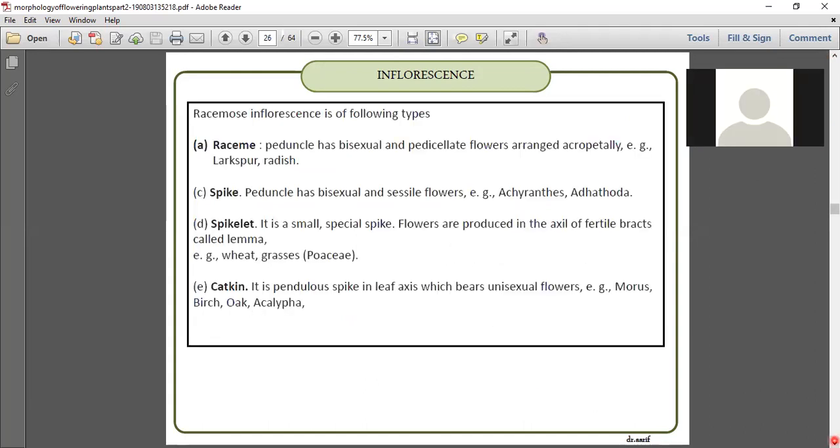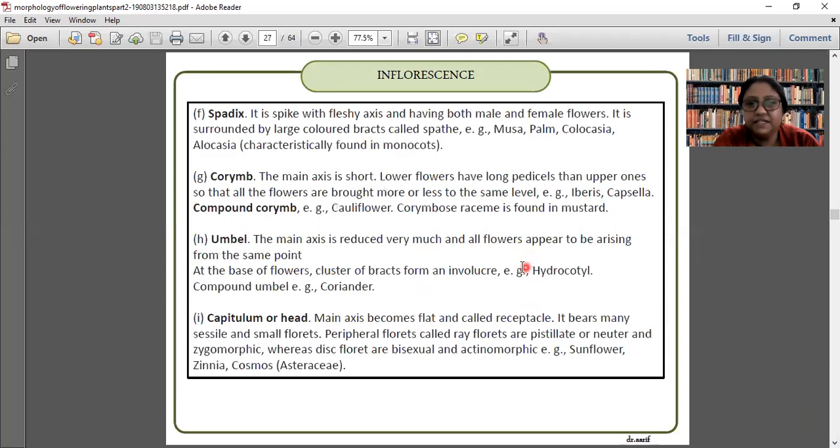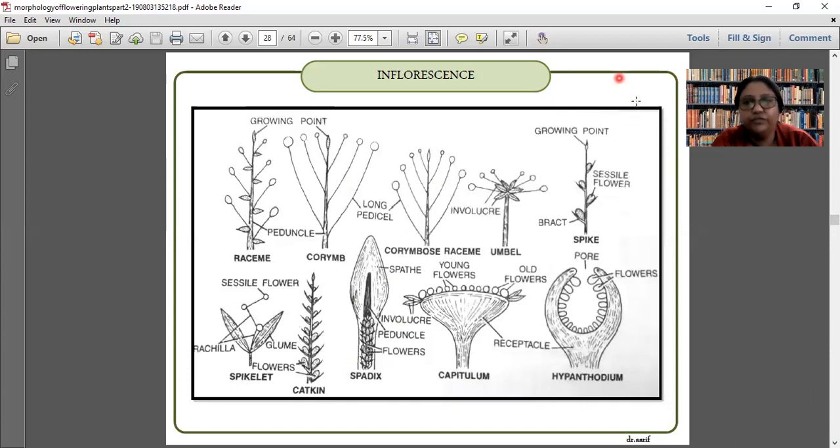Yes, ma'am. So umbel is present in coriander. Okay. And capitulum is present in sunflower, I told you. So now we will look into how they exactly look. So you can see that these are involucre. This is Hypanthodium. This is how spadix looks. This is how catkin looks. Spikelets. So this is how the flowers actually look. If you closely look into them, this is the structure they have.